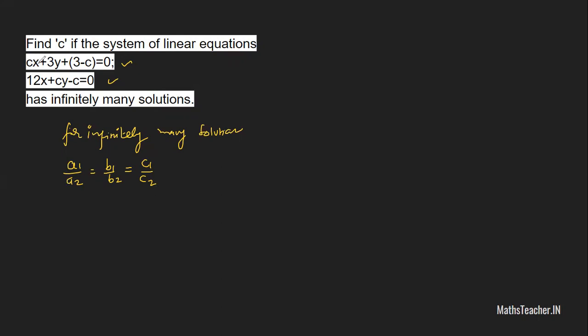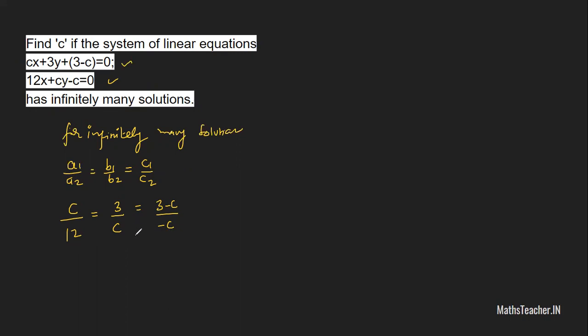So see, the coefficient of x in the first equation is c, so I am going to write a1 is equal to c. The coefficient of x in the second equation is 12. The coefficient of y in the first equation is 3, which is b1, and the coefficient of y in the second equation is c. Then c1 is the constant term, not the coefficient of anything. This is the constant term of the first equation, so it will be 3 minus c, and the constant term of the second equation is minus c. So there are three ratios separated by the equality sign.